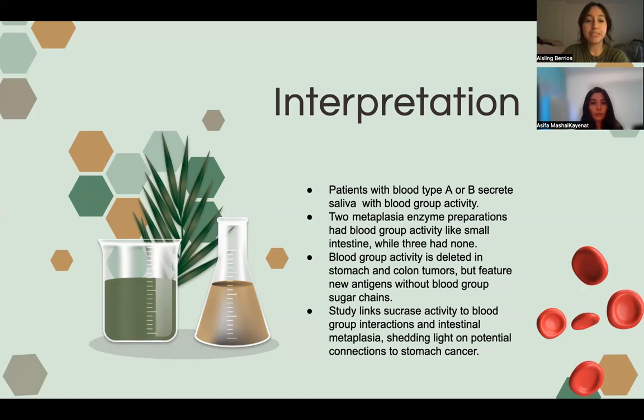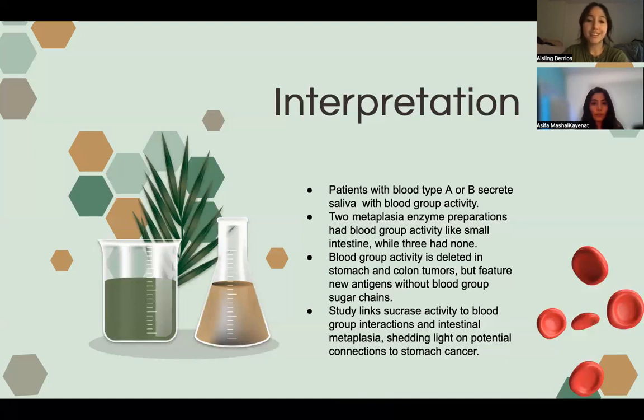Now, a possible explanation for the lack of blood group activity in these sucrase preparations could be attributed to incomplete sugar chains. Normally, ABO blood group antigenicity is determined by the terminal portion of its sugar chain, and it is normally present in several organs besides erythrocytes. Recently, reports have shown that blood group activity is actually deleted in stomach and colon tumors, and that new antigens that lack blood group sugar chains will appear in these tumors. Some changes of membrane glycolipids and glycoproteins have been associated with tumor formation, which could be due to incomplete sugar chains. Taking all that information into consideration, it could be a possible explanation for the lack of blood group activity.